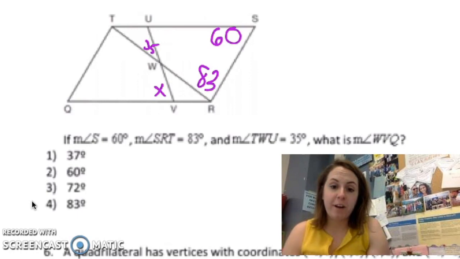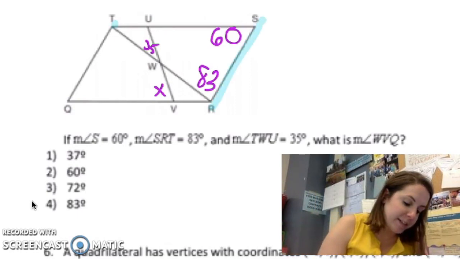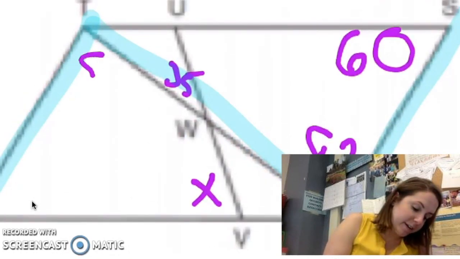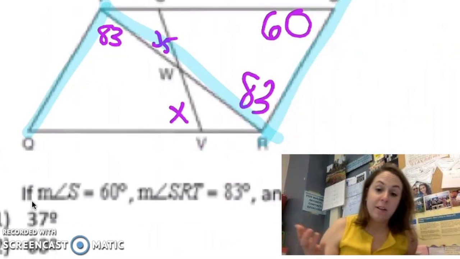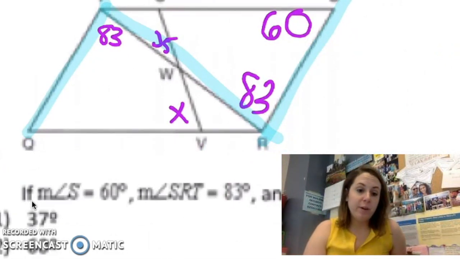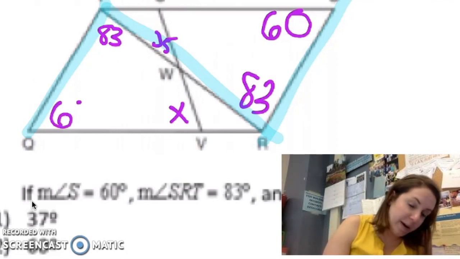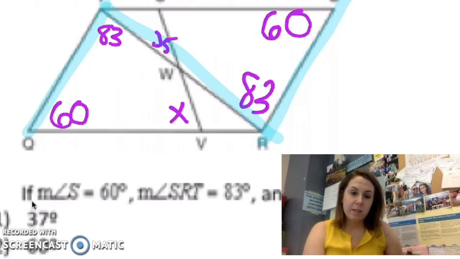So I'm just going to start by figuring out what I know using properties of parallelograms. So first of all, I know that these two sides are parallel, which makes this 83 alternate interior with that 83. So it's a parallelogram. I have alternate interior angles. The next thing I'm going to do is use the fact that opposite angles are congruent. So I know that this is 60, so I also know that that is 60.